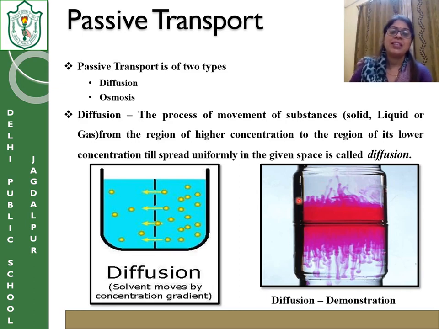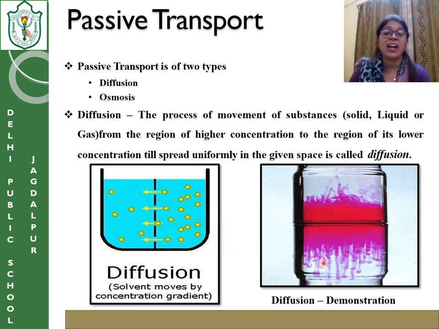Now, you can see in this picture, suppose this is A side and this is B side. Okay, so now there is no membrane. Here the concentration of these yellow particles is more as compared to this side. So what happens? The movement of these yellow particles is always towards this side because the concentration is lower here and the concentration is higher here.